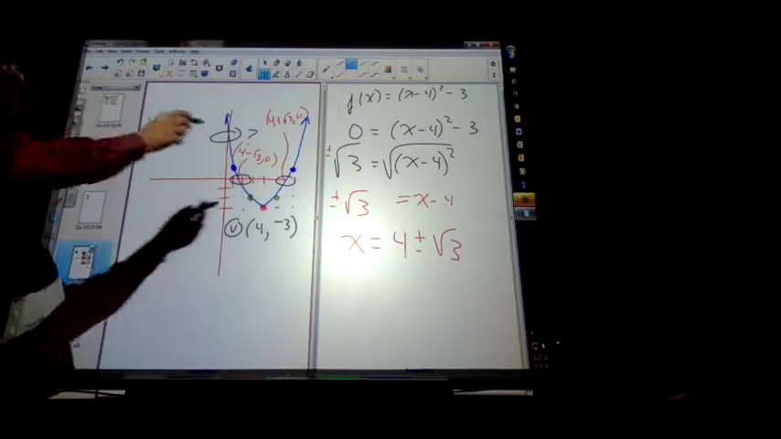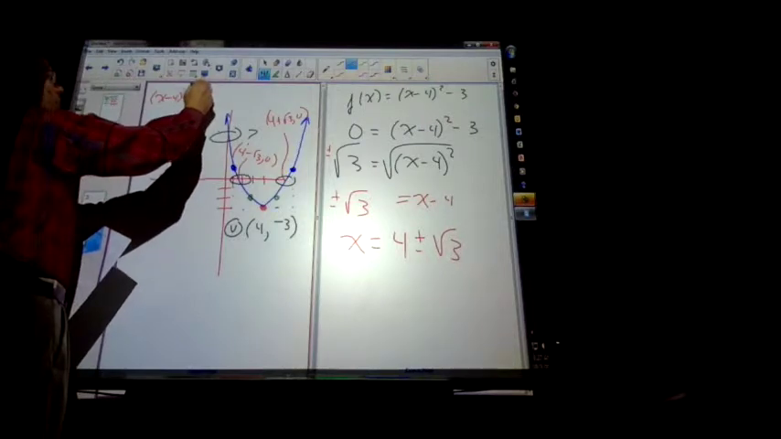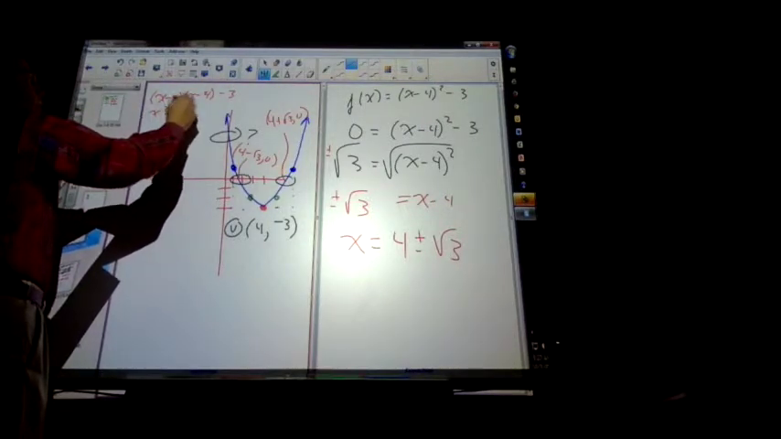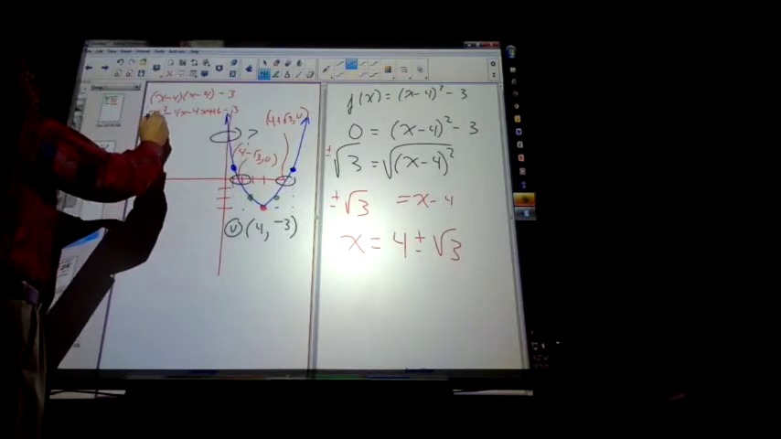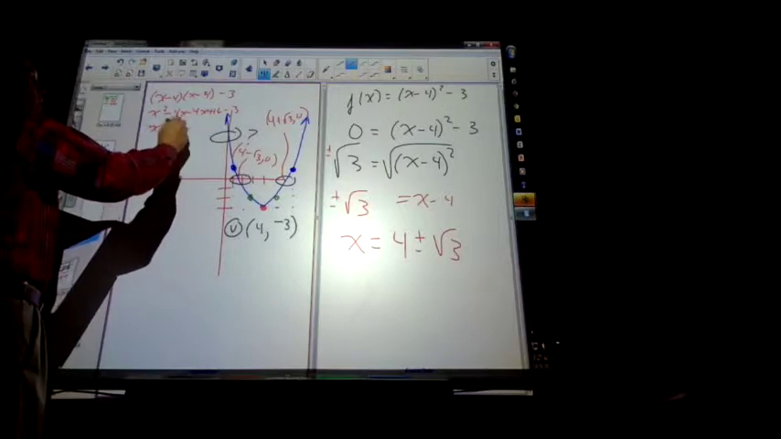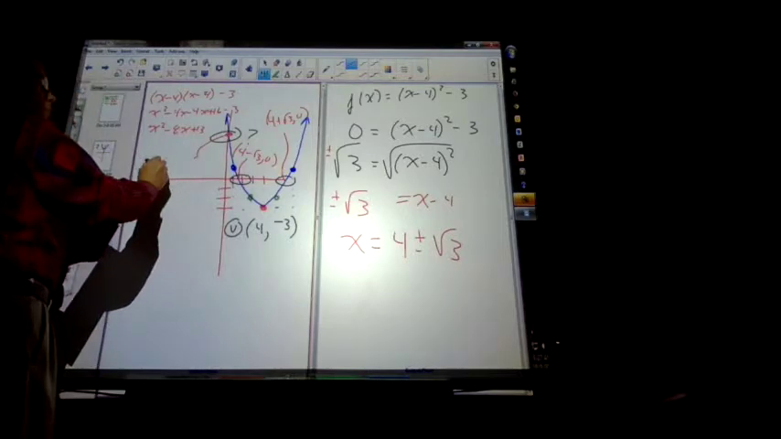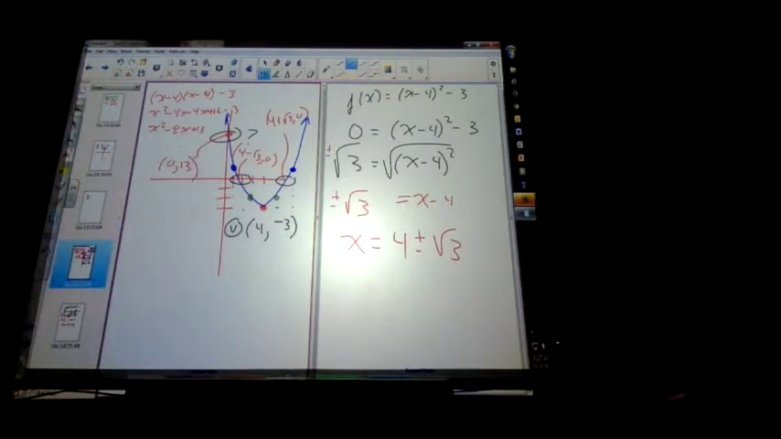Well, I said that you had to FOIL this out. So I have x minus 4 times x minus 4, minus 3. So x squared minus 4x minus 4x plus 16 minus 3. So x squared minus 8x plus 13. So this point right here is the point (0, 13). Okay? So there's a lot happening with these sometimes, right?